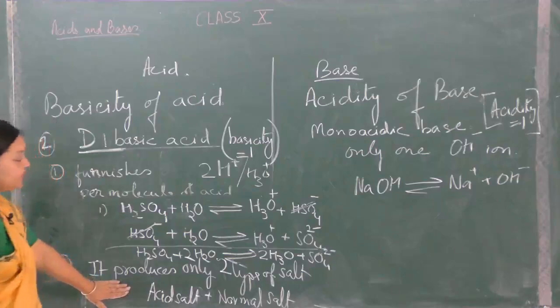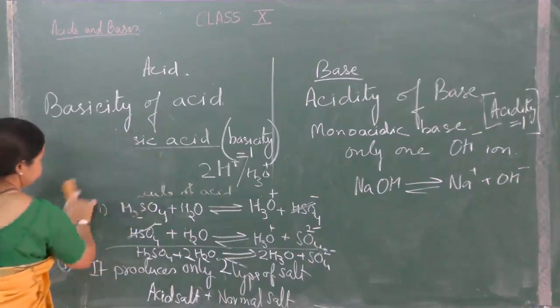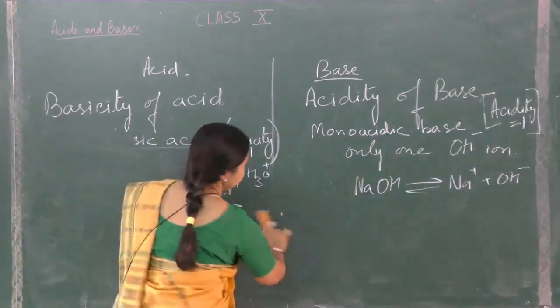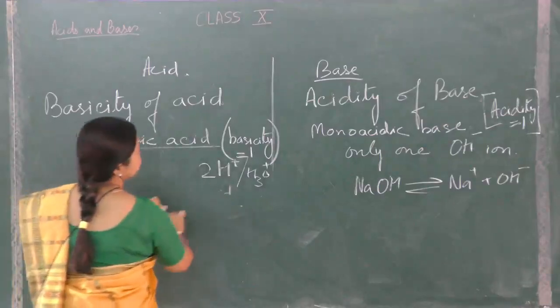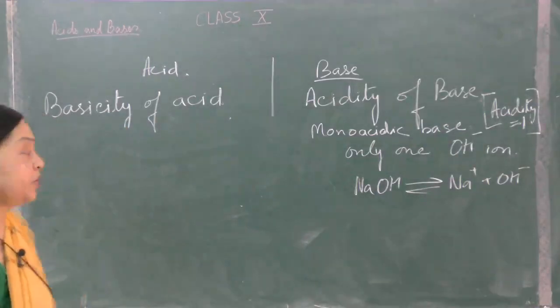Now it produces only 2 types of salt. This I am again writing down over here clearly. Third step is it produces 2 types of salts. One is an acid salt and the other is a normal salt.